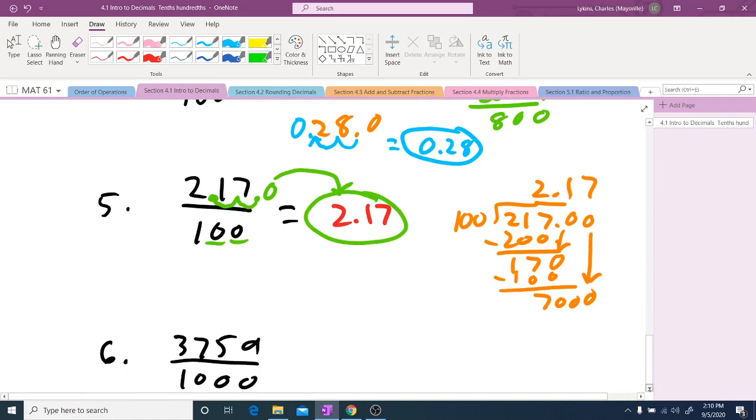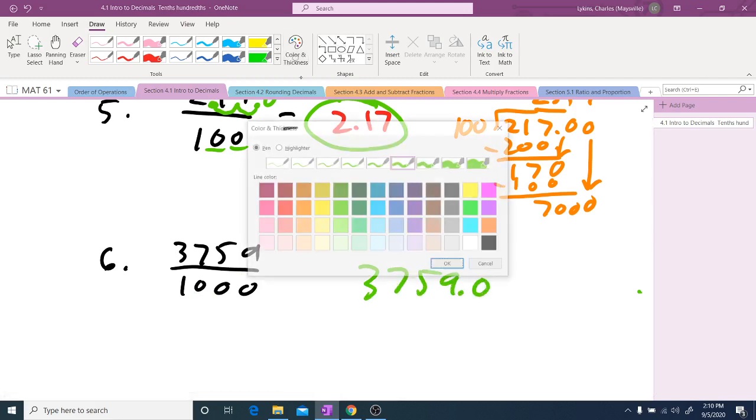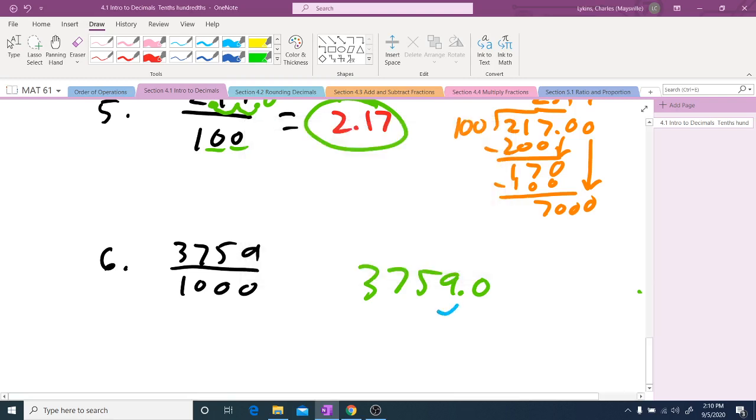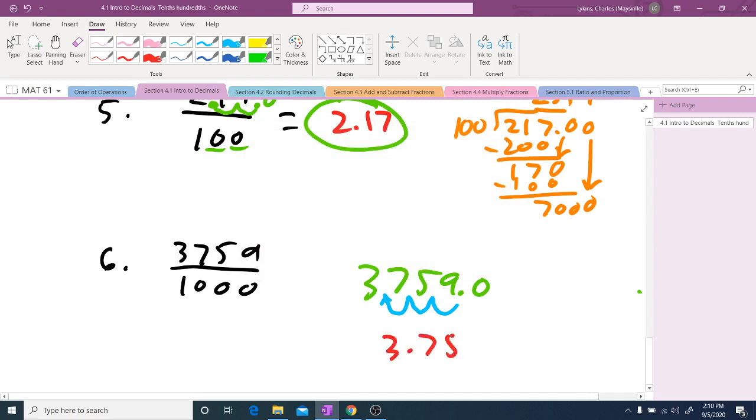And finally, without dividing out this time, I see that I've got 3759.0. Now I'm dividing it by 1,000, which has 3 zeros, so I'm moving the decimal back 3 spots. So now my final answer will be 3.759. You do not have to put that 0 there.